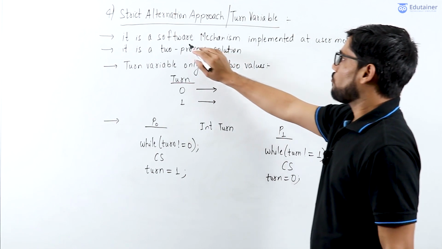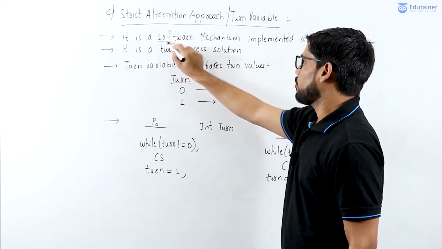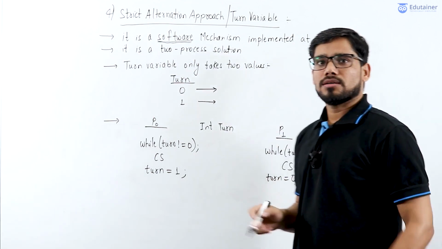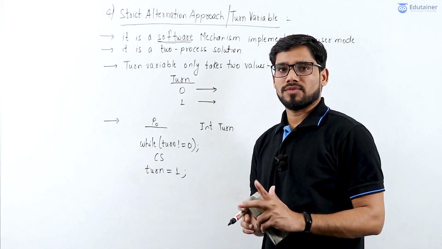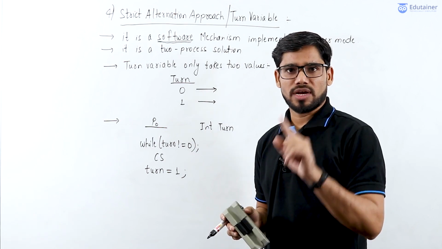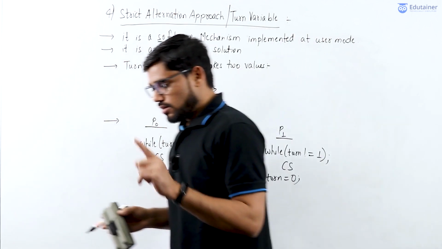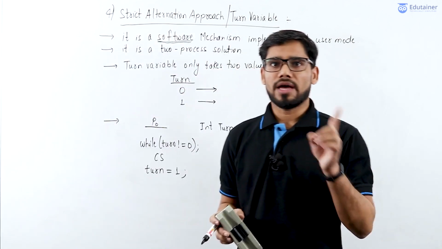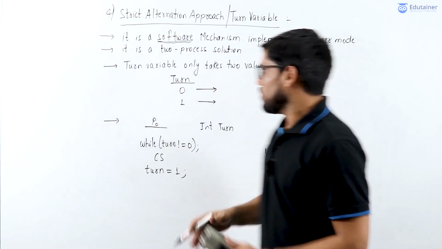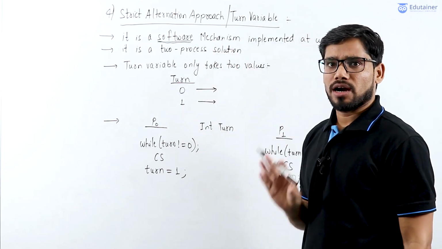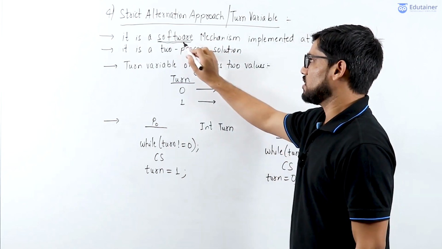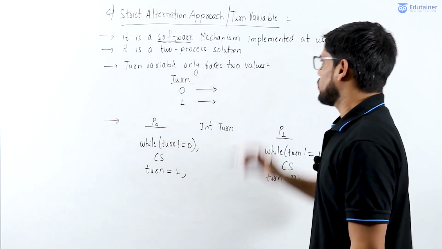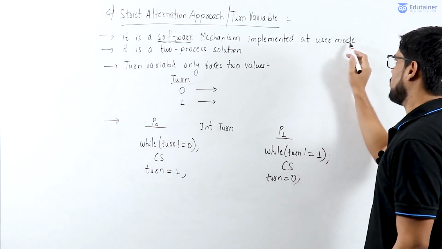Okay, so it is a software mechanism, so it is very important to be noted here. It is a software mechanism means it is portable. So the secondary requirement, which is architectural neutrality, says that the solution of synchronization mechanism technique can run on any hardware or any platform. Why? Because it is a software mechanism, and software mechanism is implemented by a programmer or user. So it is a software mechanism implemented at user mode.